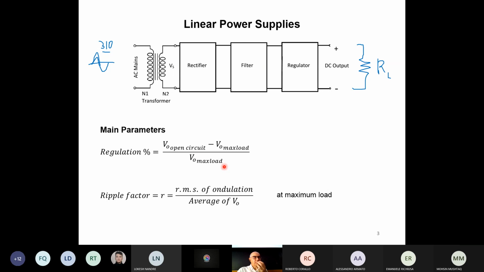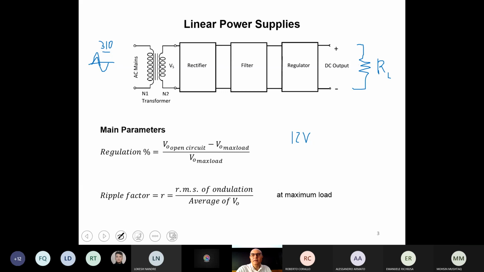But just because we want to show which are the worst performances of our circuit, we decide to use the smaller number, which is the output at maximum load. Just to have an idea, we may design our circuit, for instance, for having a 12 volt. So, for instance, I decide with an open circuit voltage of 12 volt.